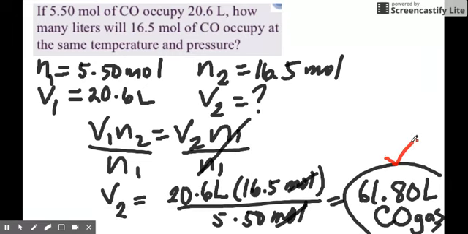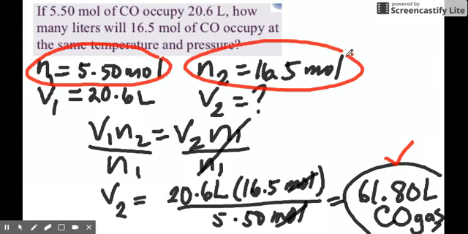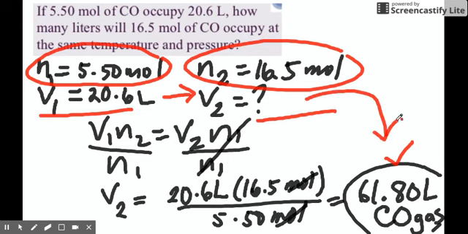And since it's a direct relationship, and we know that N1 is 5.50, it increases to 16.5. So we would expect also that from 20.6 liters of V1, it should increase to a certain value higher than 20.6, which is clearly represented by our answer, which is 61.80 liters, which is really greater than your V1. So it represents the direct relationship of your volume and amount at constant temperature and pressure.